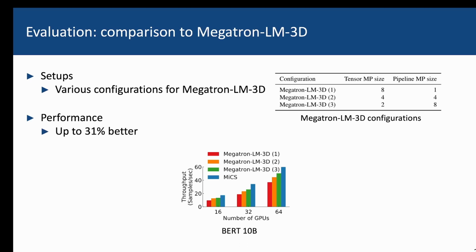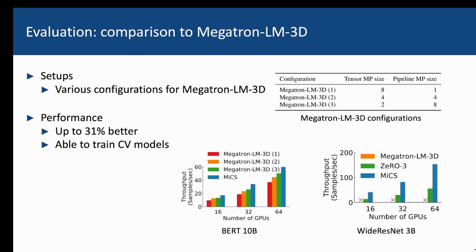The performance numbers show that our system is up to 31% better for a BERT model with 10 billion parameters. Another thing worth noticing is that Megatron is a model-specific design that cannot generalize to other types of models, while DeepSpeed and our system can train other types of models. Performance comparisons are shown on the right side for a wide ResNet model.